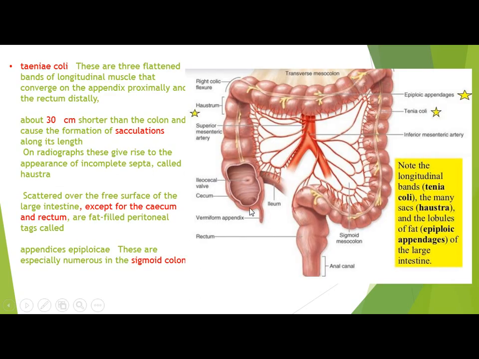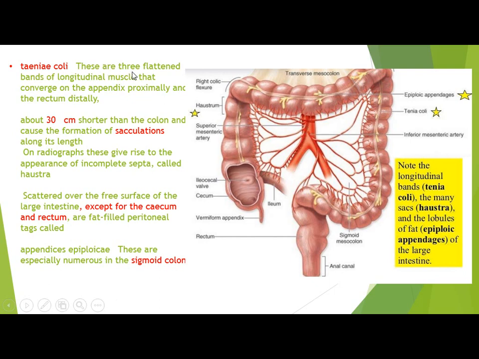This area is the caecum below the ileocecal valve, and then it continues upward as the ascending colon. This is the right hepatic flexure, or right colonic flexure, and this is the transverse colon. This is the splenic flexure. The splenic flexure is higher than the hepatic flexure, and this is the descending colon, and here is the sigmoid, and this is the rectum and anal canal.